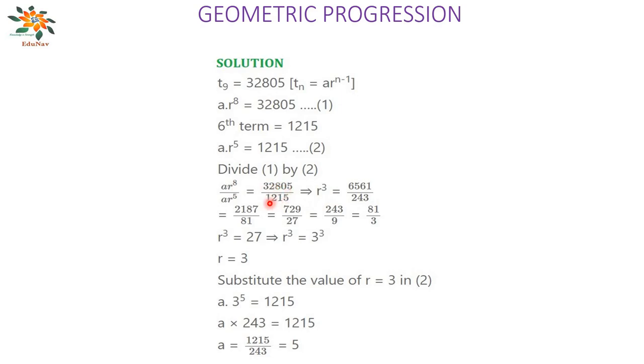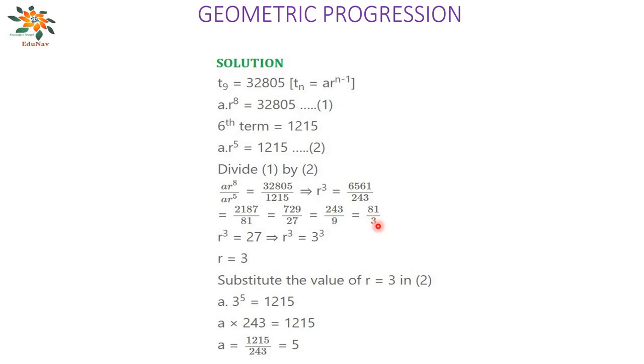Also in the right hand side of the above step, 32,805 divided by 1215 can be simplified and rewritten as 6,561 divided by 243. Here we have divided both the numerator and the denominator by the factor 5. In our next step, we divide 6,561 by 3, also 243 by 3. That gives 2,187 divided by 81. Next, on dividing both by 3, once again we have 729 by 27. Again dividing by 3, we have 243 by 9, and further again dividing by 3, the value equals 81 by 3.